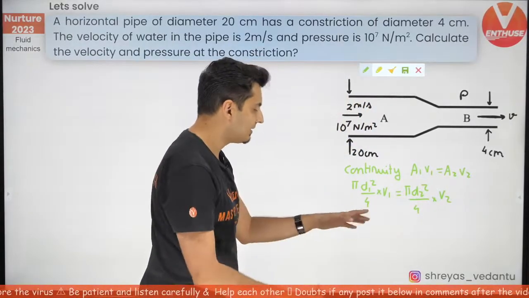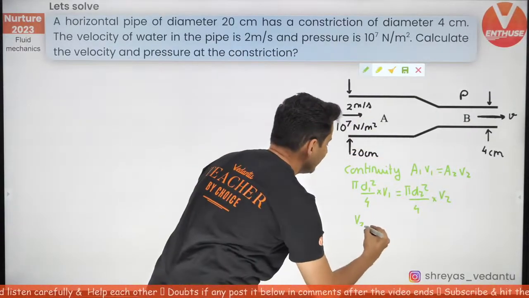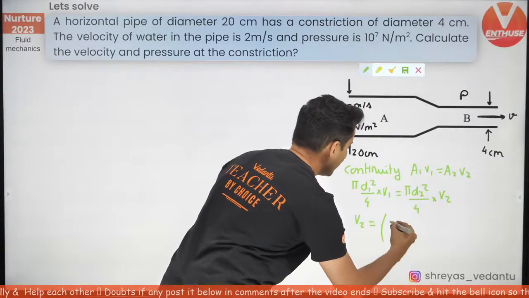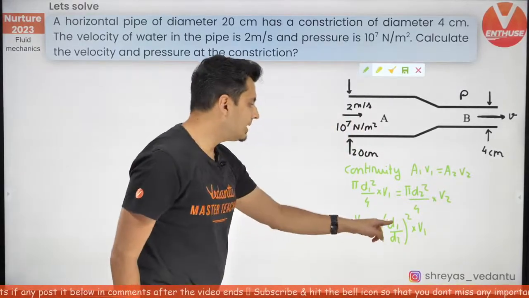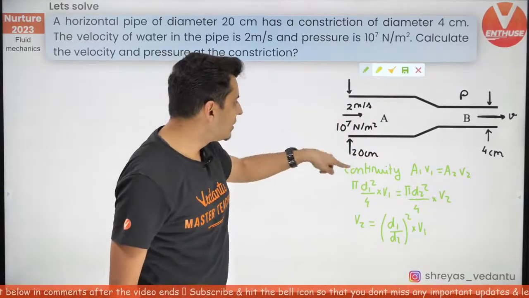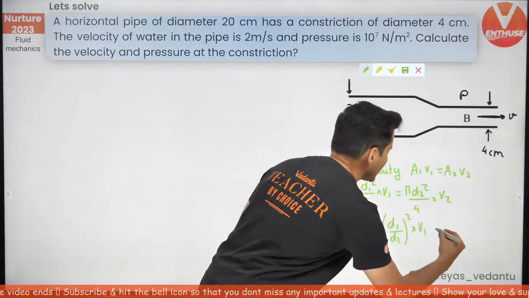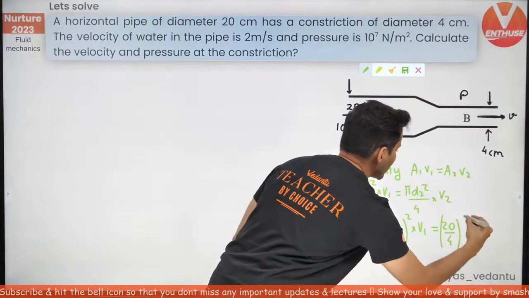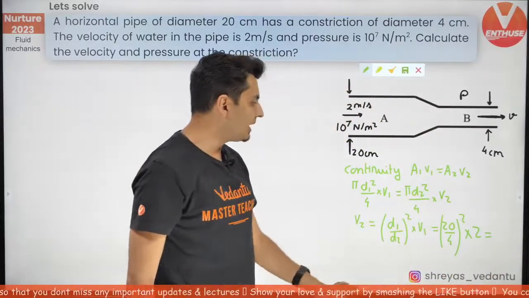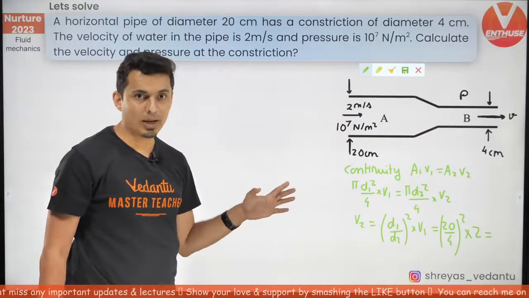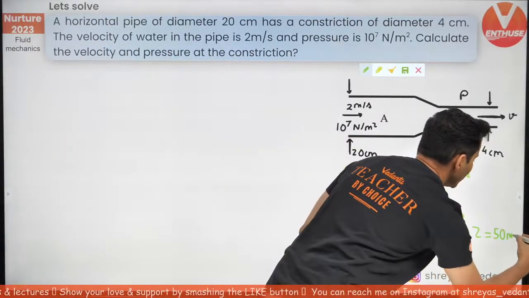Pi by 4 cancels. V2 I don't know, V1 I know. So basically V2 will be equal to d1 by d2 square into V1. I just need the ratio, don't think about the units. So 20 by 4 whole square into V1. What is V1? It is 2. So how much will it be? 20 by 4, that's 5. 5 square, 25. 25 into 2, 50. So it will be 50 meters per second.